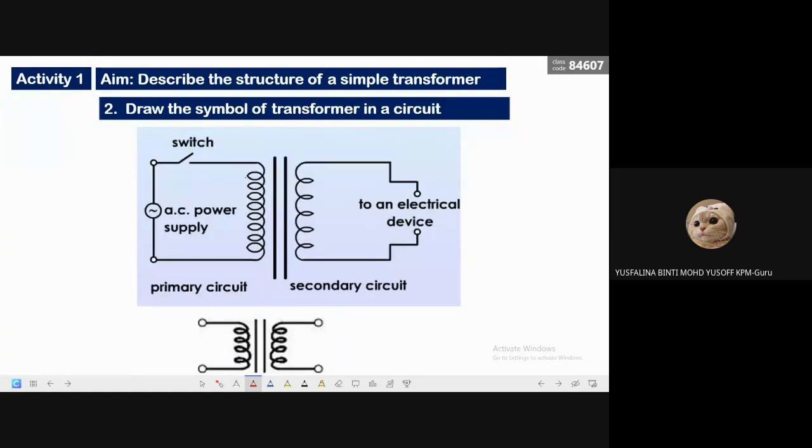For this one, it is a step down transformer because you can see the number of turns here is higher than this one. And the one that I drew just now is a symbol. There must be two lines between the two coils of a step up or step down transformer. Okay, so this is the symbol.